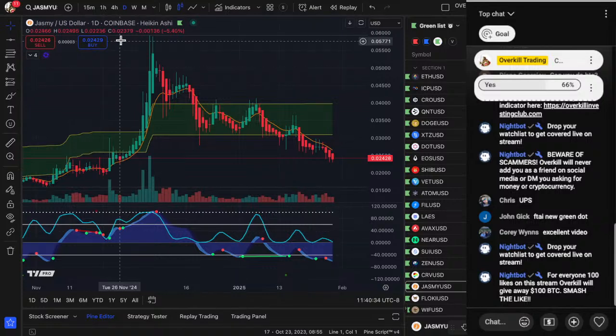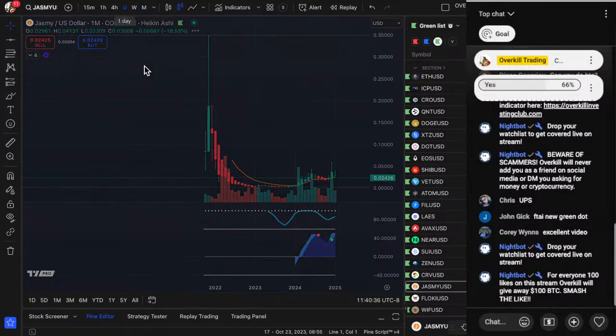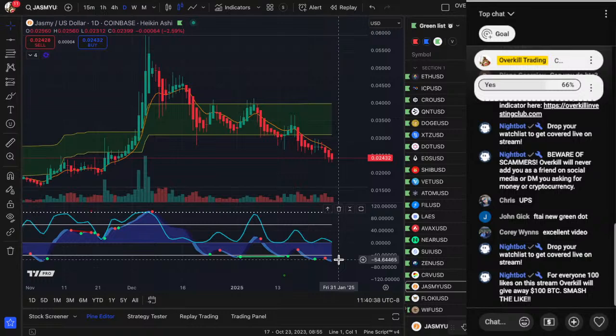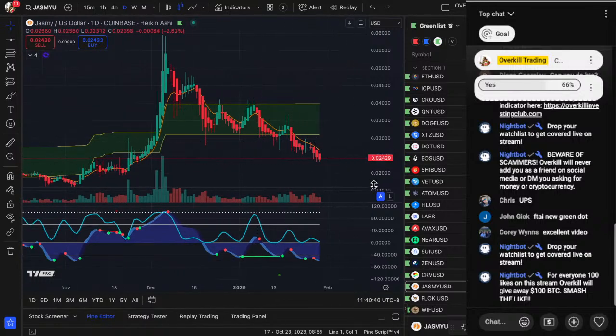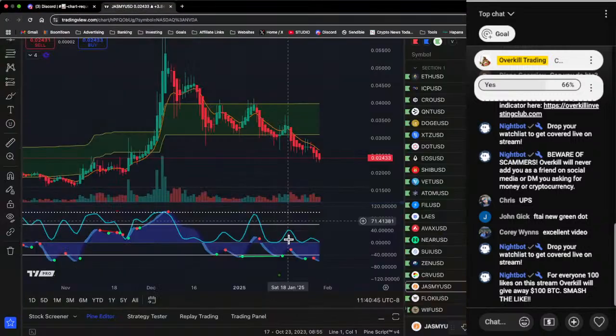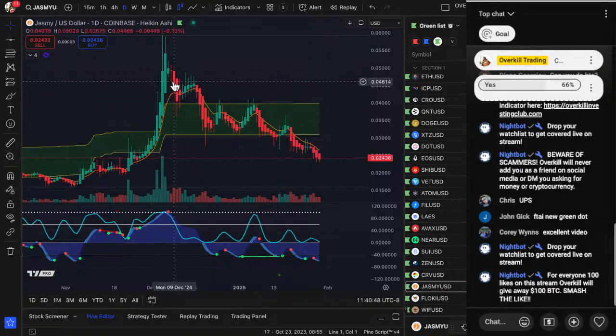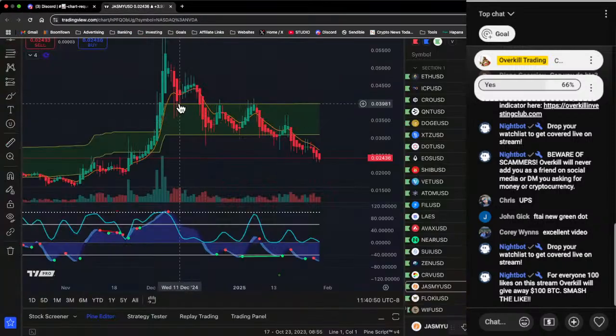Jasmy's still selling off. Okay, this one's looking really, really ugly. Just waiting on that daily green dot to assess where we bounce. I think it'll most likely bounce down here at 2 cents. So again, just waiting on that green dot confirmation. Again, we're getting rugged right now. Like we're in despair, right?